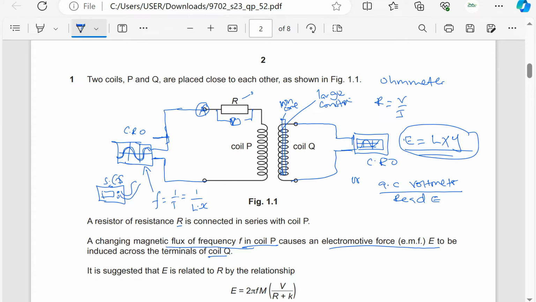And of course, because you have to keep the distance between the coils constant, the best thing would be to fix the coils onto the bench. So let me say I'm using a ruler. I've passed a ruler through the coils, and assuming this is the bench, I'll use a G clamp to fix the coils onto the bench.